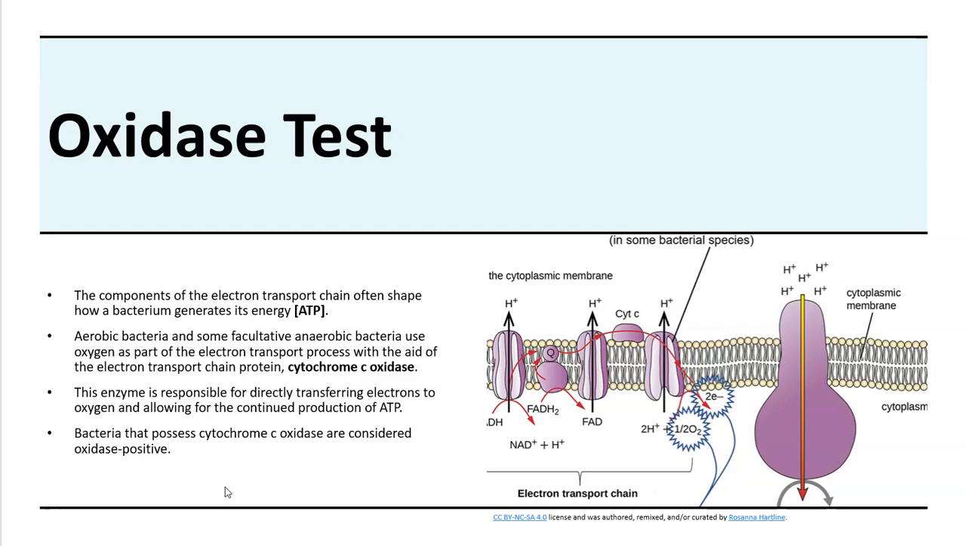If the test comes back negative, it's not a for-sure indication that the bacteria are anaerobic. It just means that in order to utilize oxygen, they may have some other enzyme. But certainly, if a bacteria has the cytochrome C oxidase enzyme, it is able to survive in the presence of oxygen, whether it be aerobic or facultative anaerobe.